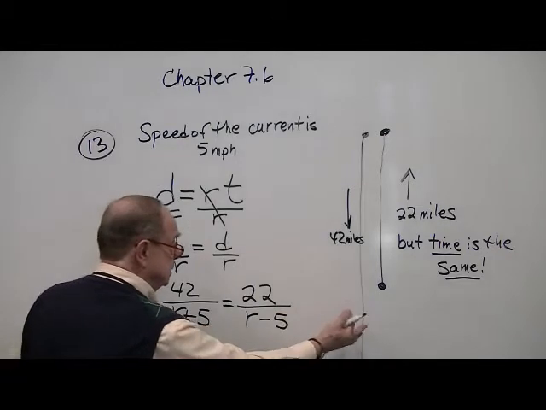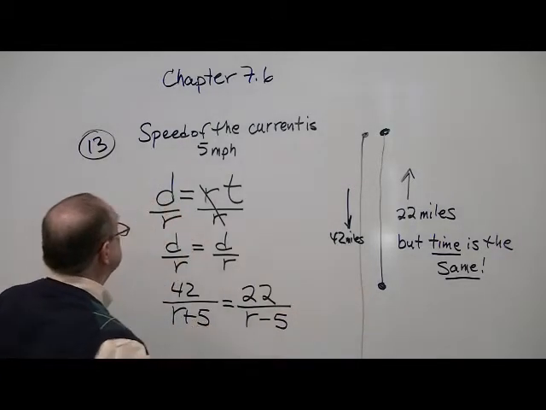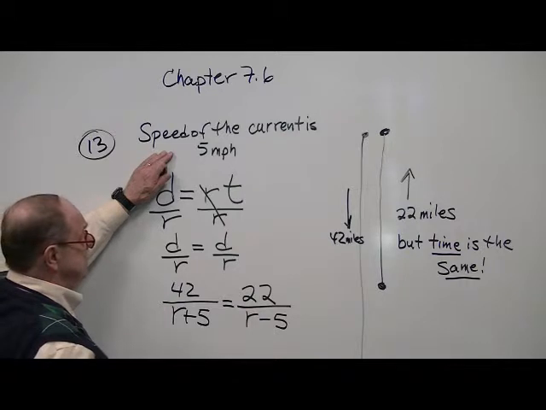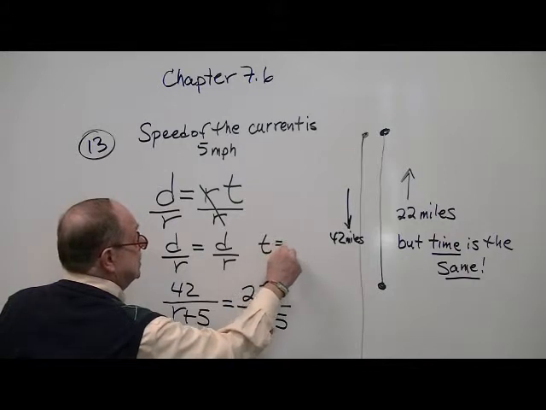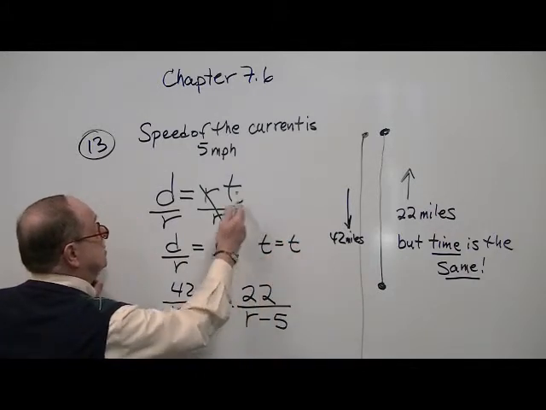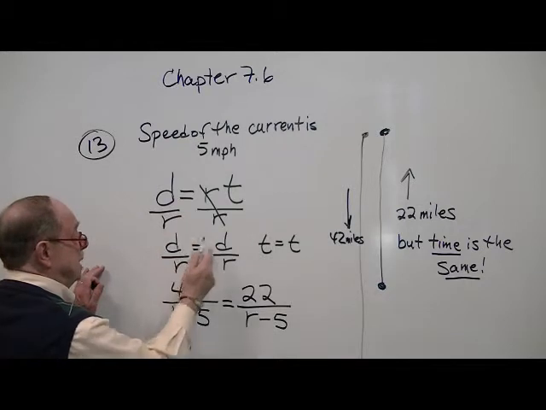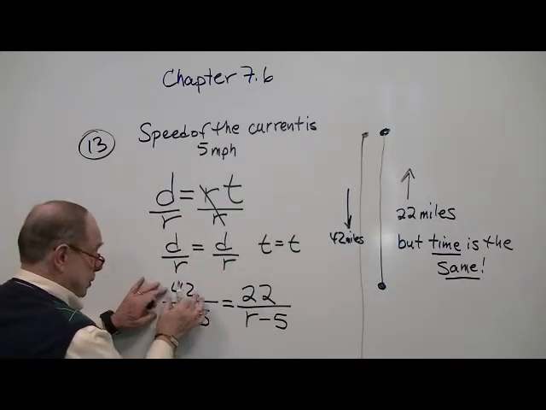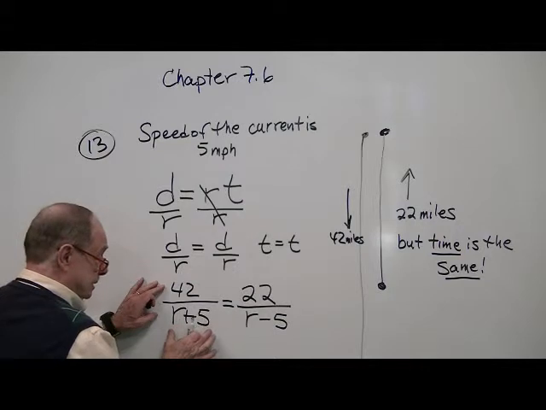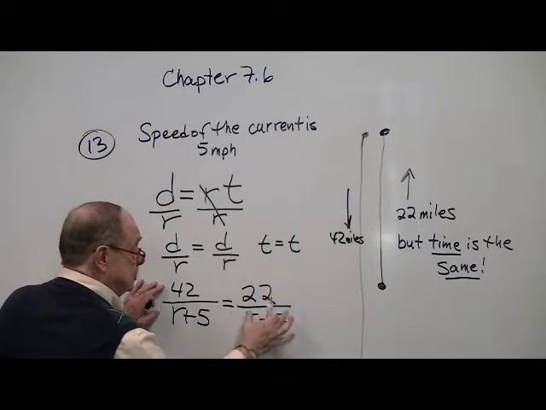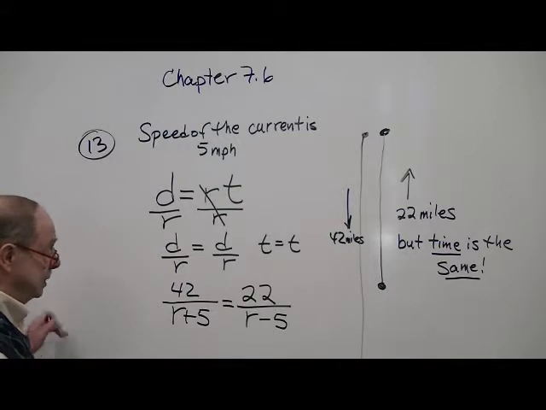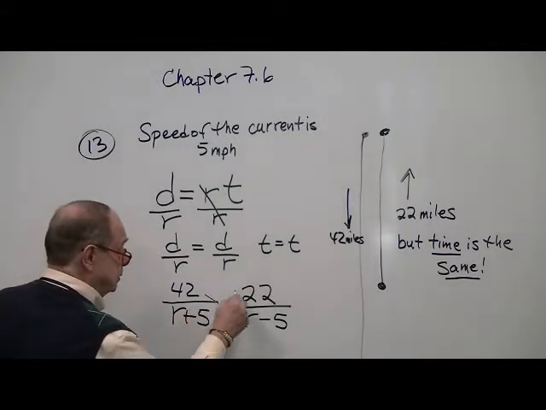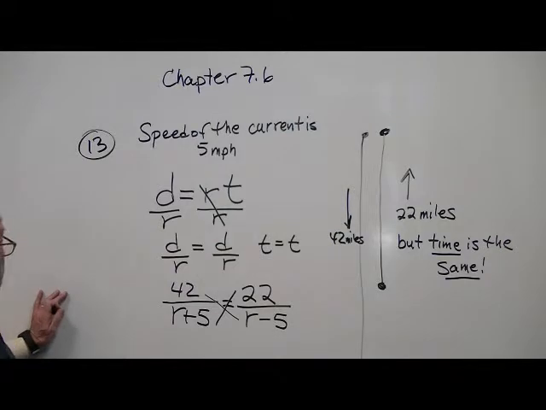Again, a picture, analyzing what you have, keeping in mind the speed of the current. Times are equal. In a sense, this is time equals time. And time, we said, was distance divided by rate. So you're going to go more distance because your rate is faster. Less distance, your rate is slower. And then how do we solve this? Well, we've done these already. You're going to cross multiply.